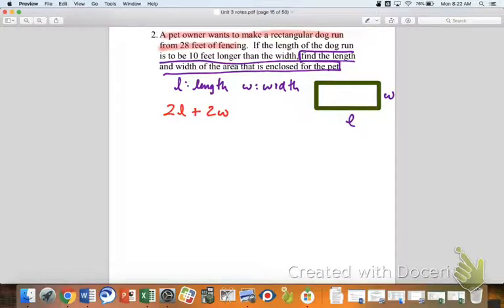So if I take the 2 lengths and the 2 widths and I add them up, if I use all the fence, what should that equal? 28. It should equal 28, right? Because you're using all the fence. This is a perimeter concept. This is different than the other one. 2 lengths plus 2 widths would equal all the fencing.